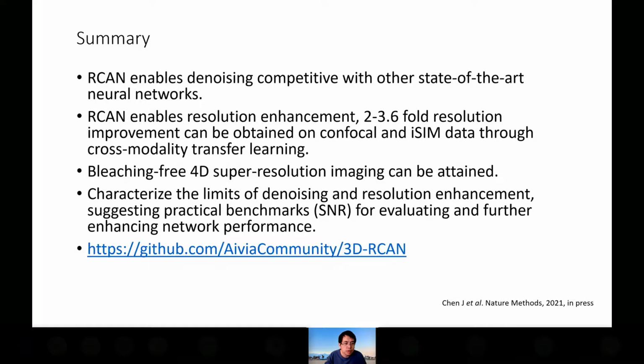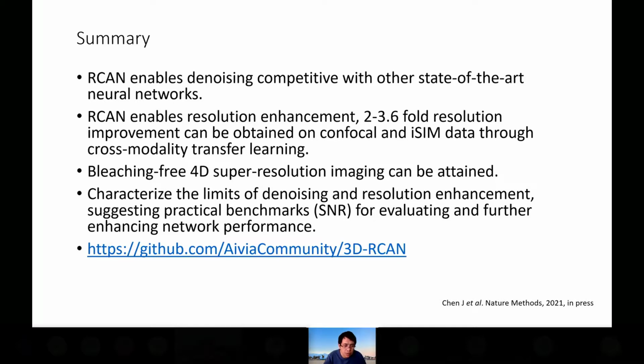So in summary, I talked about the RCAN to enable denoising, and its performance is competitive with other state-of-the-art convolutional neural networks. And the RCAN also enables us to do resolution enhancement. It provides 2 to 3.6-fold resolution improvement for the Confocal and iSIM datasets through cross-modality transfer learning.